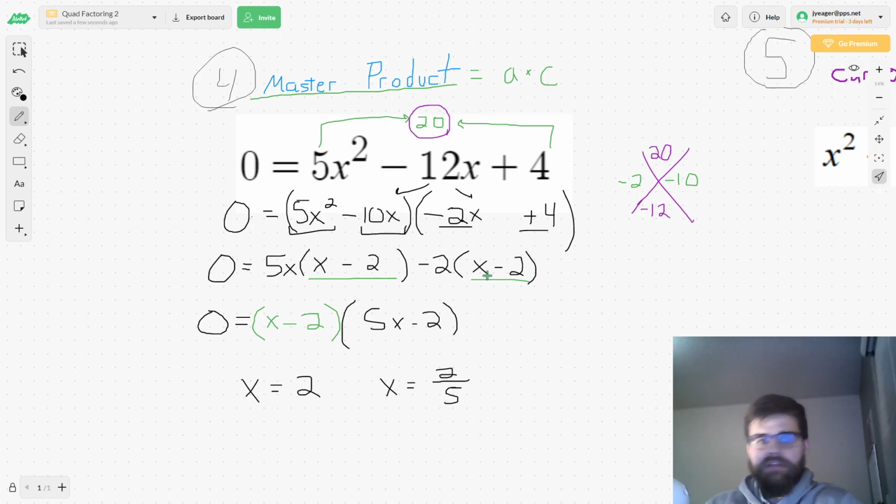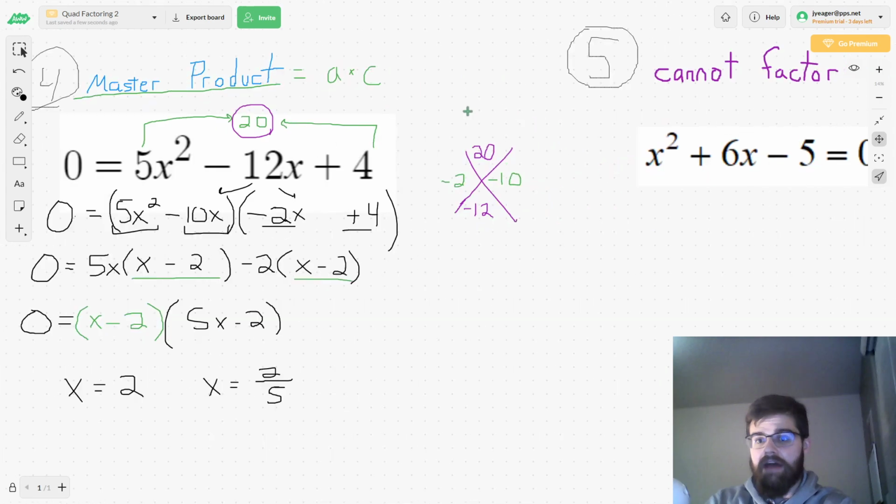But I'm going to definitely encourage you to try this method as well on the homework, because this is something that's going to pop up again later in the year, and it'll be nice if you've gotten some practice now.